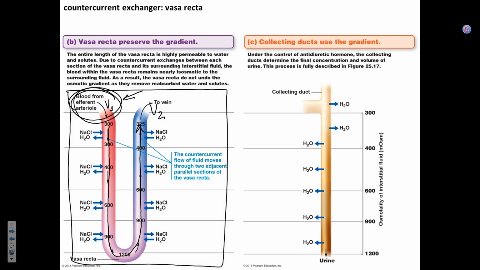Which volume is bigger, V1 or V2? V2, because blood picks up water and sodium chloride. So it goes from V1 plus water and solutes to V2. Does that make sense? Do you understand what I'm saying? So the volume of blood that enters the vasa recta is lower than the volume of blood that leaves it.